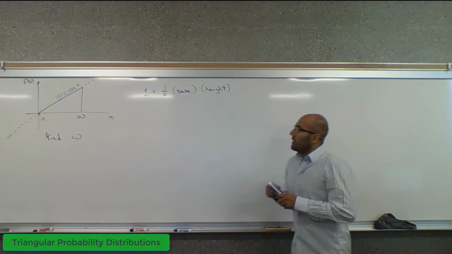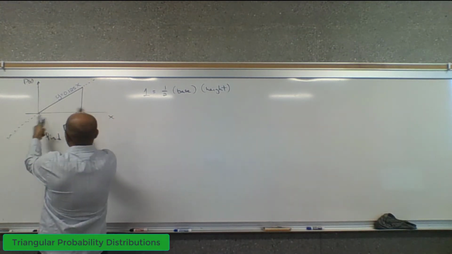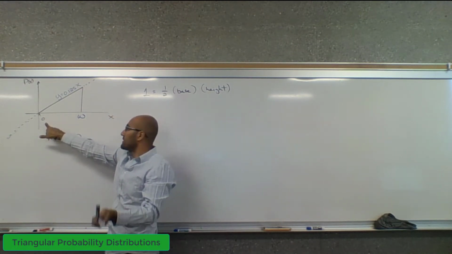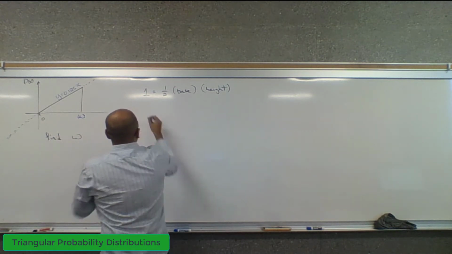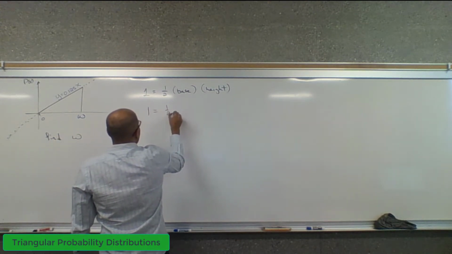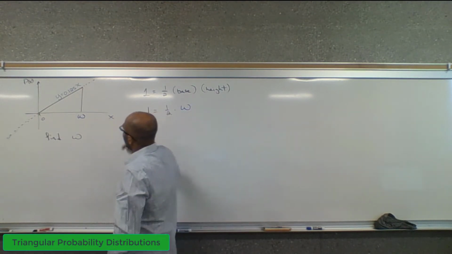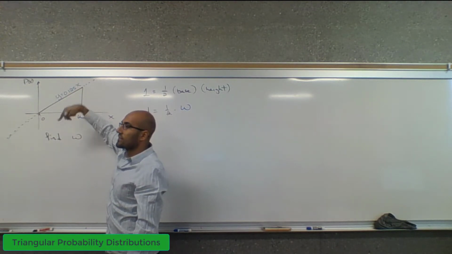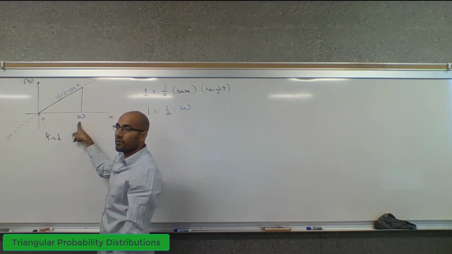Okay. Well, the base is going to be this W, right? Because it's starting at 0, so that makes this a little bit easier. From 0 to W, so the base is W. So this would be 1 is equal to 1/2 times that W. And the height, well, I don't know the height, but I know that it's governed by this equation. So the height is going to be the result of evaluating this at W.